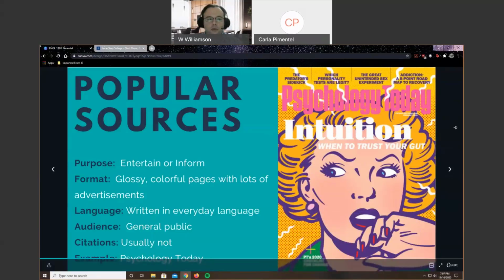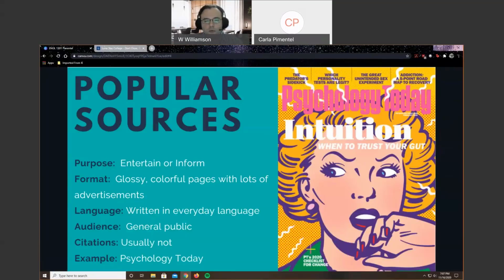Okay, and popular sources, again, you're very familiar with these, and if you go to the magazine rack of a Barnes and Noble, or if you walk through the airport and see most of those, this is the vast majority of publications that most people have encountered. They're generally meant for general audiences. They basically are meant for people who don't really have a lot of knowledge in the subject that they're speaking about. So it's meant to be introductory.